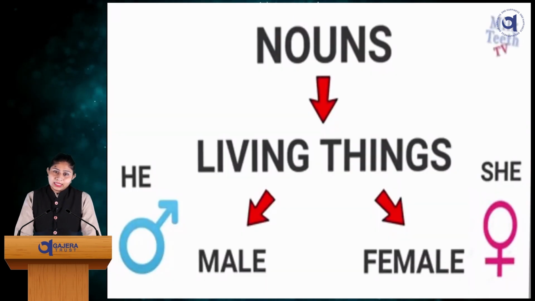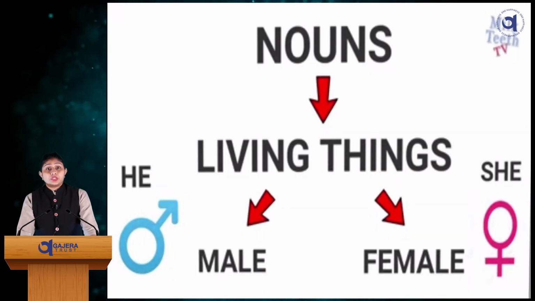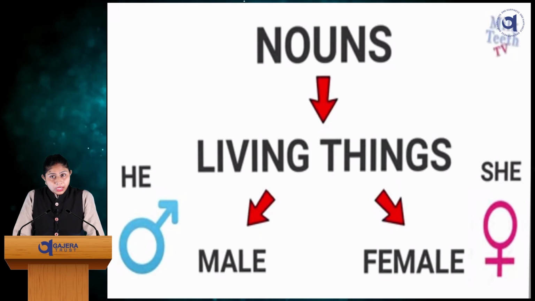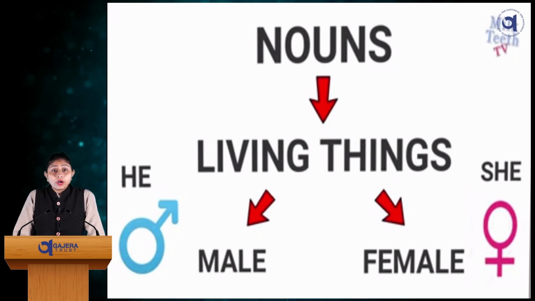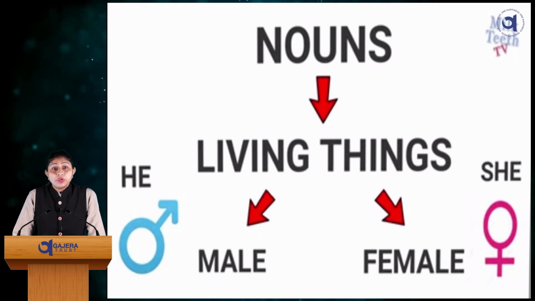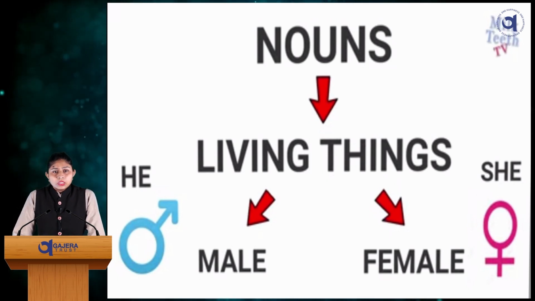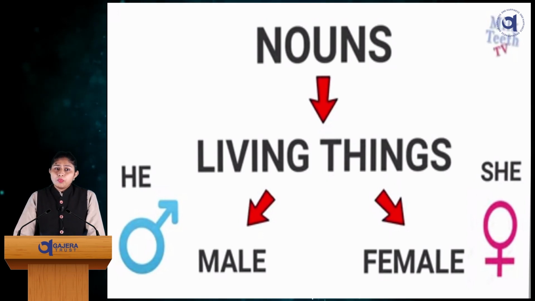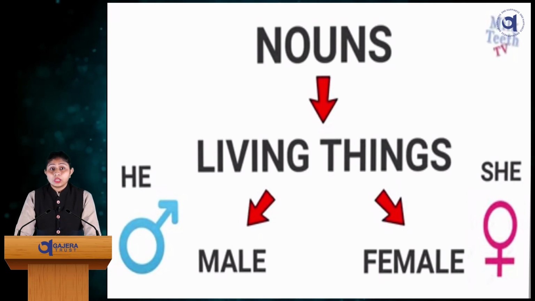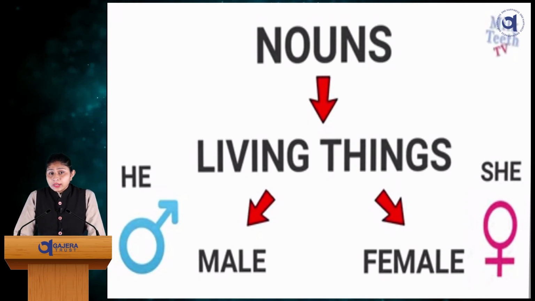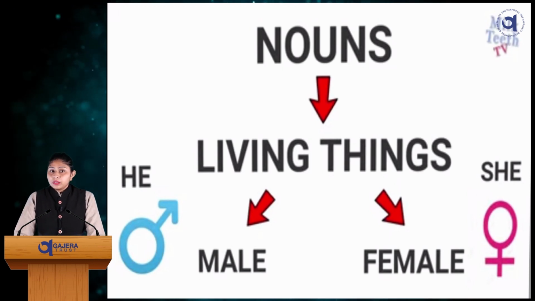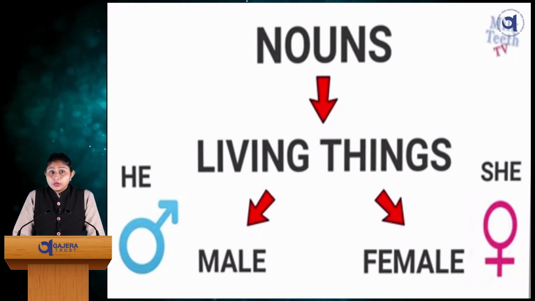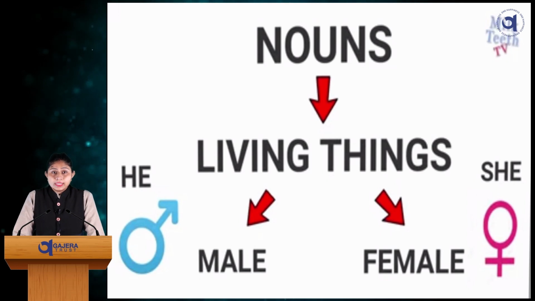So let's get started. Now students, if we are talking about gender, then the first thing that comes to mind is a living thing. जब हम नाउन की बात कर रहे हैं तो हम सिर्फ लिविंग थिंग की बात कर रहे हैं यहाँ पे. Whenever we are talking about a living thing, two things come to our mind, whether it may be a male or a female. Whenever we are talking about male, we generally consider it as he, and whenever we are talking about female, we generally consider it as she. So this is the easy chart to remind what gender is.